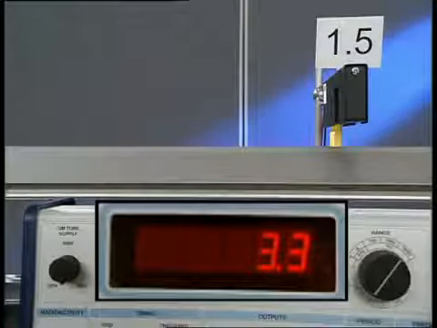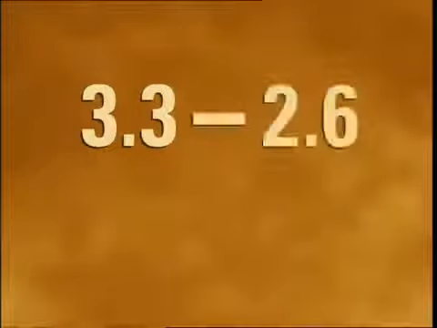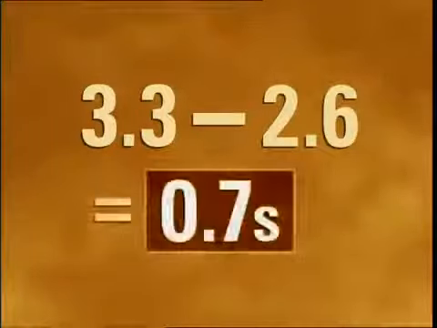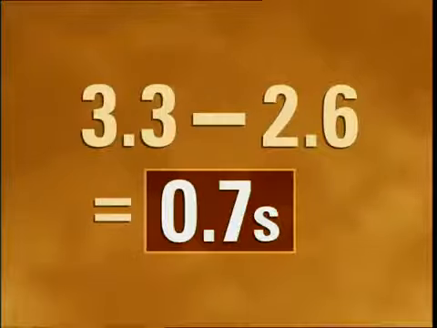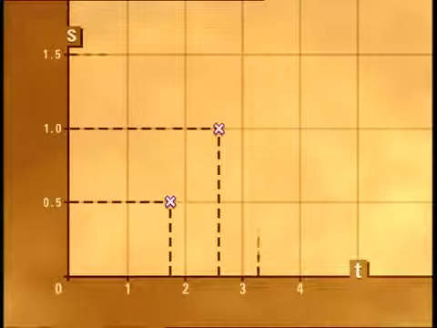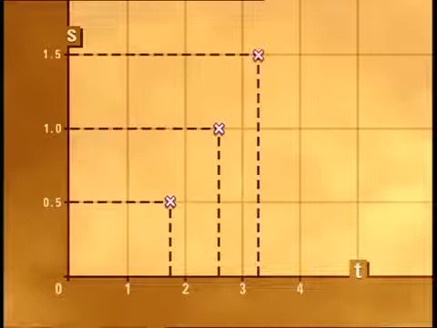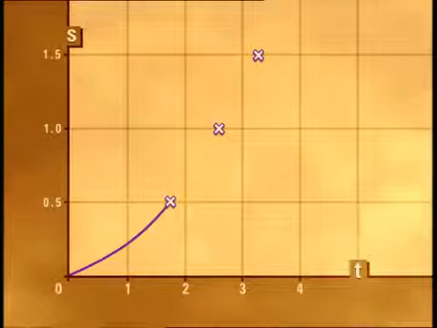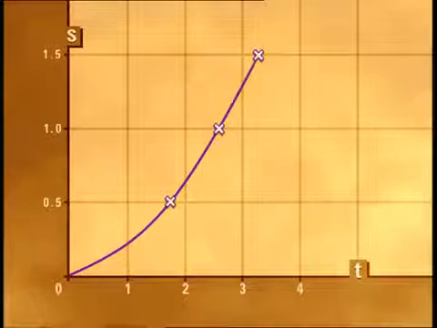To travel the third half metre, it took 3.3 minus 2.6, which is 0.7 seconds. Plotting a graph of distance against time produces a curve. The vehicle is taking less time to travel each half metre. Its speed is increasing.